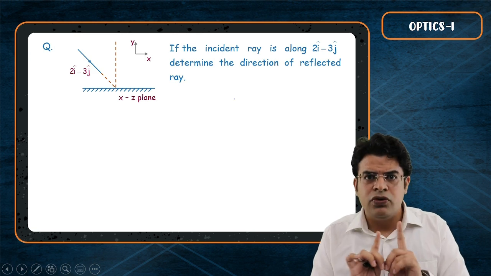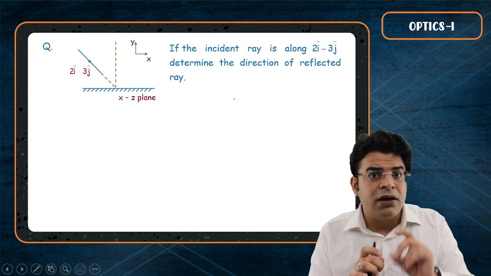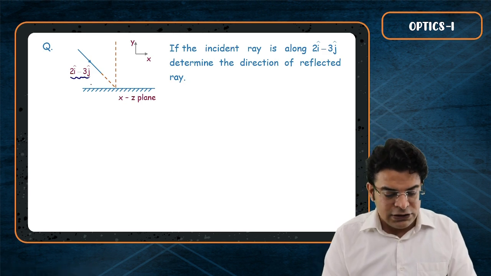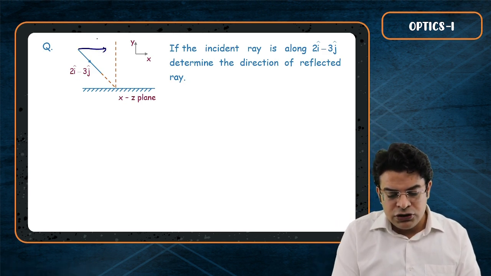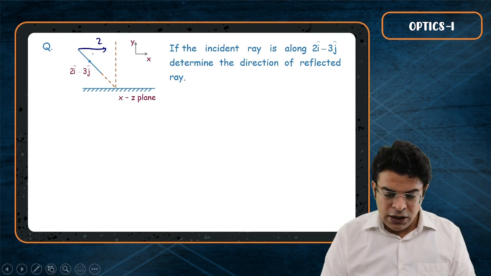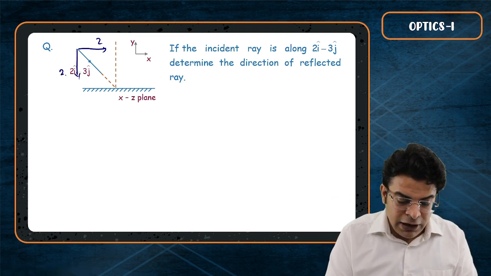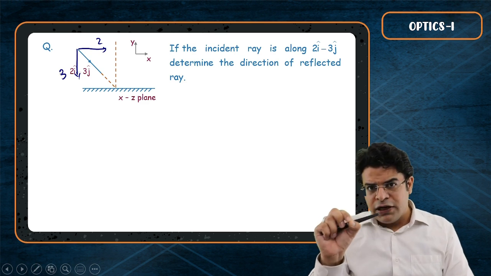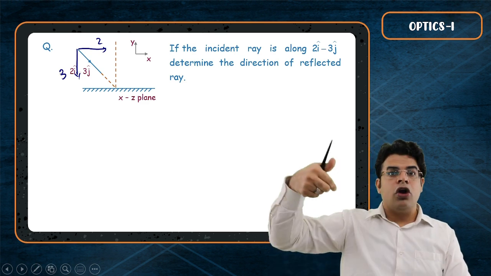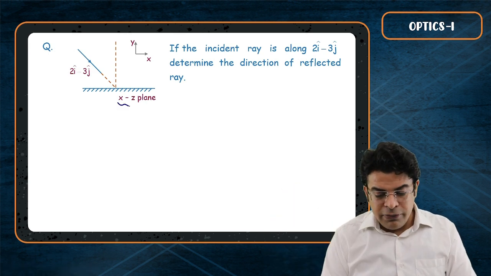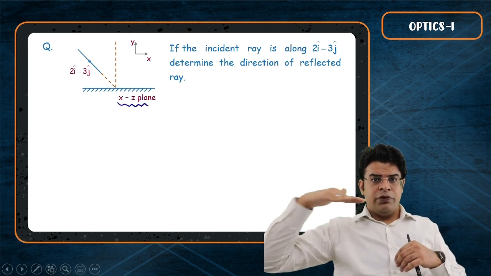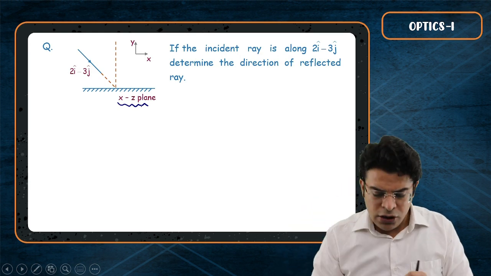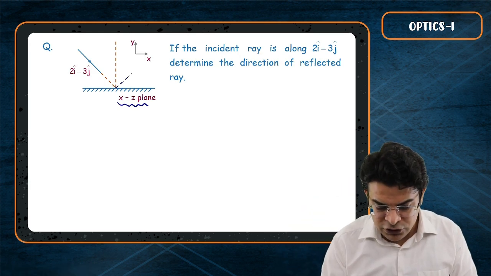You just need to remember that the vector along the normal flips. When I say 2i cap minus 3j cap, it means the component along x is 2, and the component along y is minus 3, downwards. After the incidence of the ray, the vector along the normal flips. Since the mirror is in the xz plane, the normal will be in the y direction. So just flip the y component. The reflected ray will move this way.